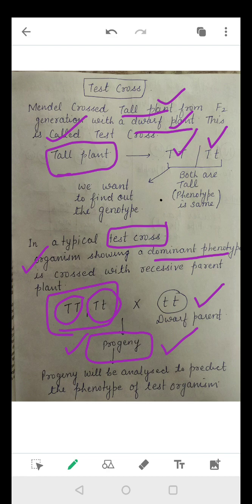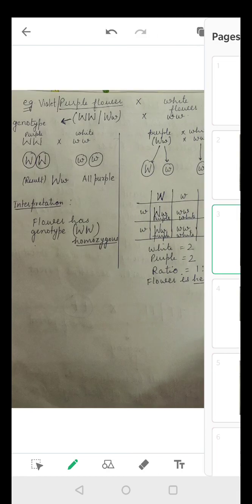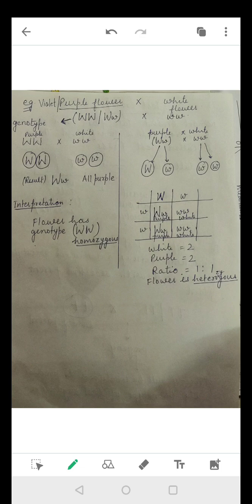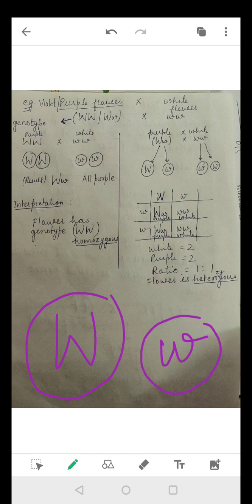Okay, let's see an example now. I'm taking an example of violet flower with white flowers. Right? And for violet flower, I'm using capital W. And for the white flower, I'm using small w. We'll use capital W for the violet flower and we'll use small w for the white flower. Now we can have two possibilities. Right? We can have two possibilities again.